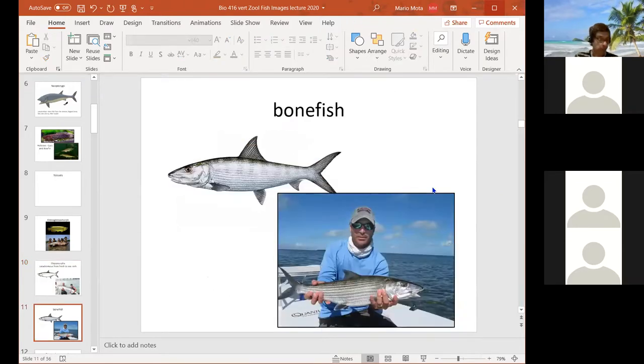Okay, bonefish. These are again the same group, the Elopomorpha, and they're really good fishing and eating type of fish.